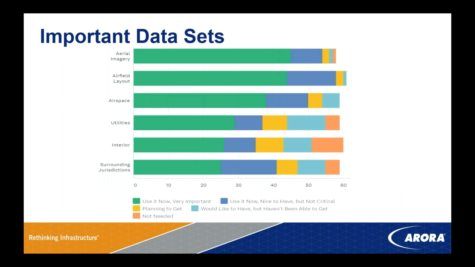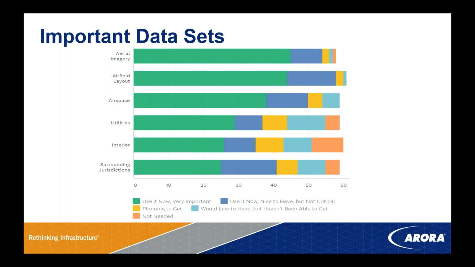Data is really where the value is. We're trying to turn data into that intelligence I mentioned earlier. Some of the key data sets that the survey respondents said they wanted to see in the GIS were aerial imagery, a picture worth 1,000 words. Aerial imagery is a very popular data set, and we're seeing its usage increasing at airports. Beyond that, looking at the airport layout, airspace, we'll talk a little bit about airspace later, and utilities and interior are also really important.